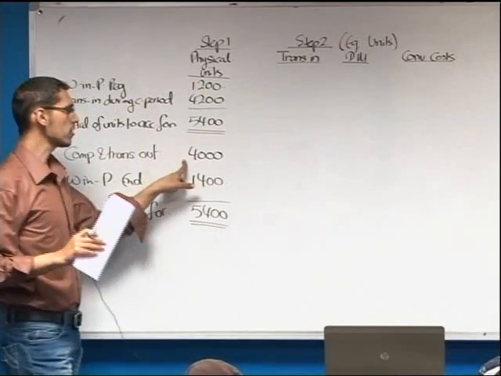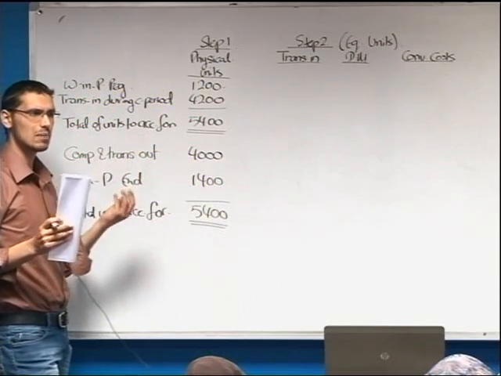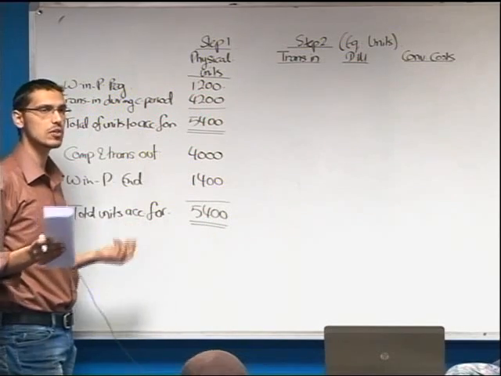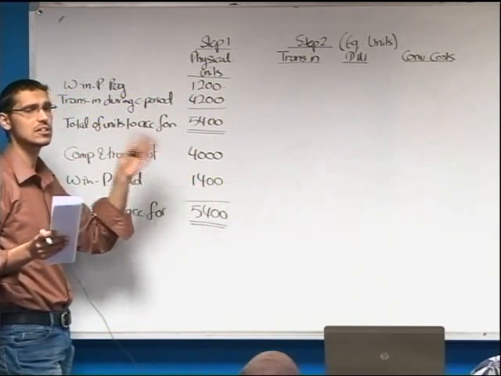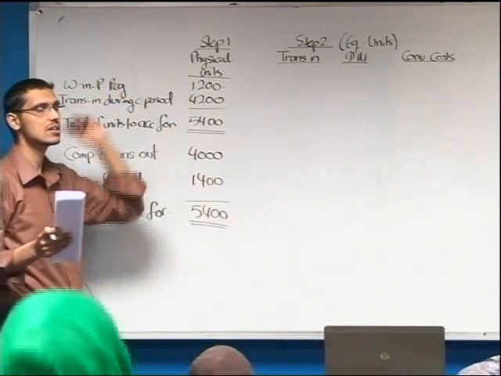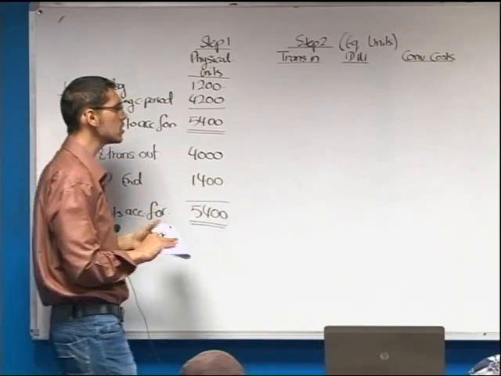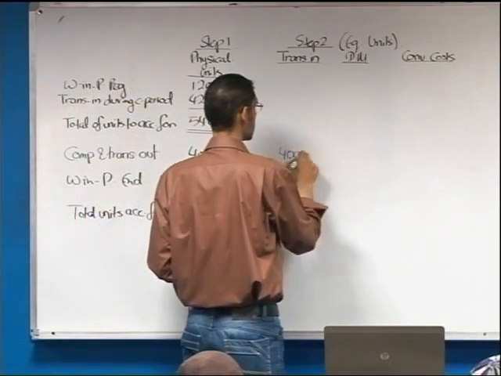Therefore, for the 4,000 completed and transferred out, because they are completed and transferred out, they took 100% of the transferred in, 100% of the direct materials, and 100% of the conversion costs. Therefore, the equivalent units for the 4,000 would be 4,000 for all categories.